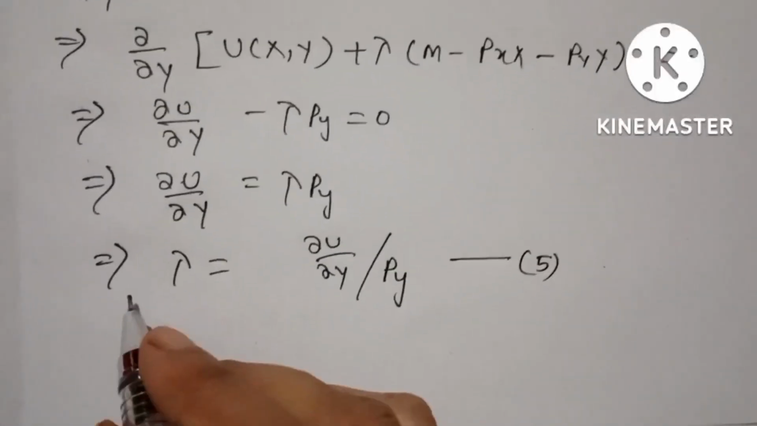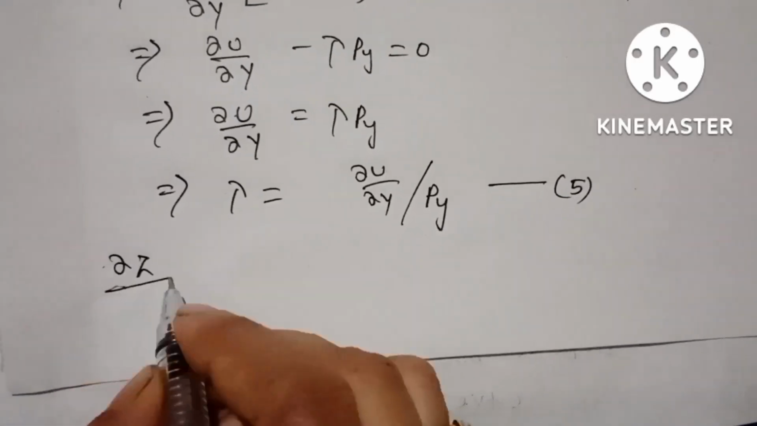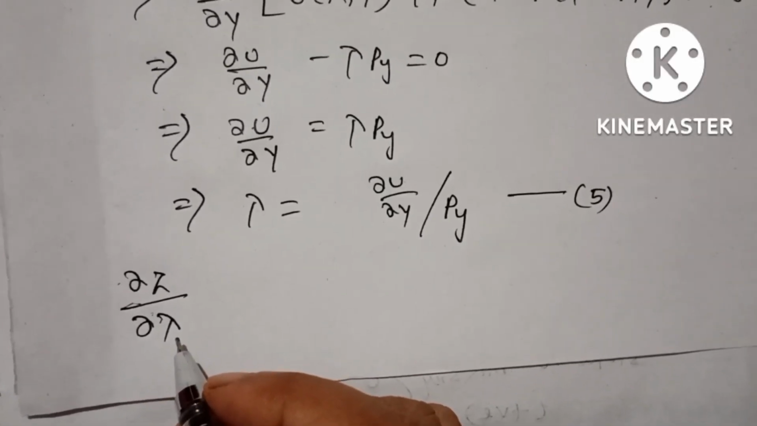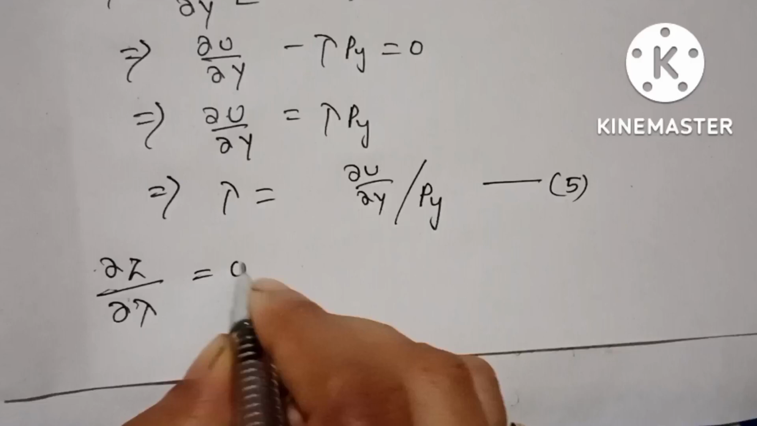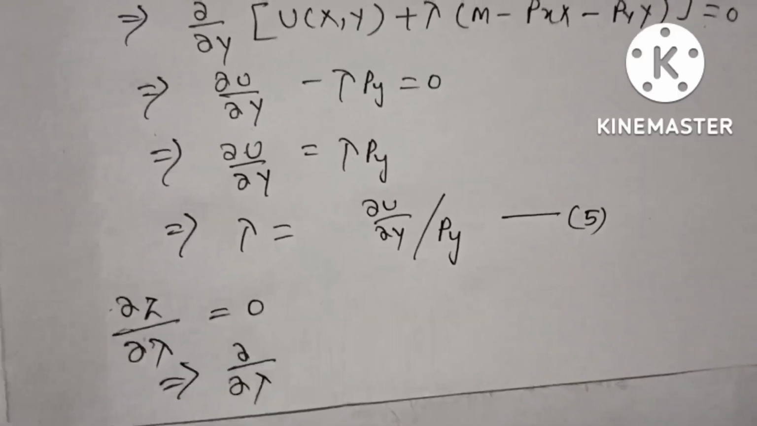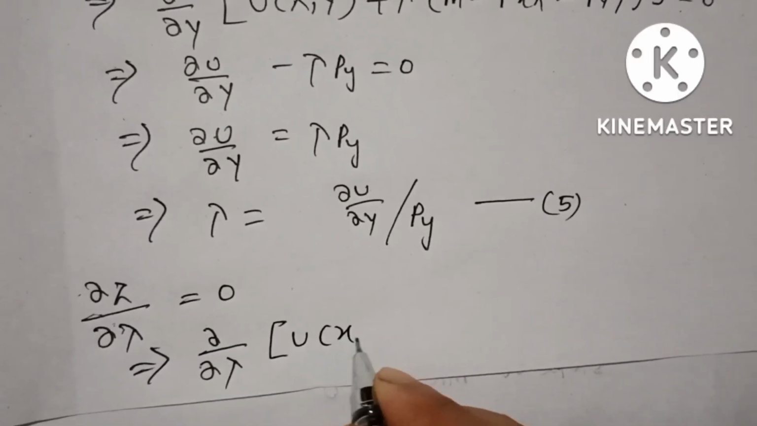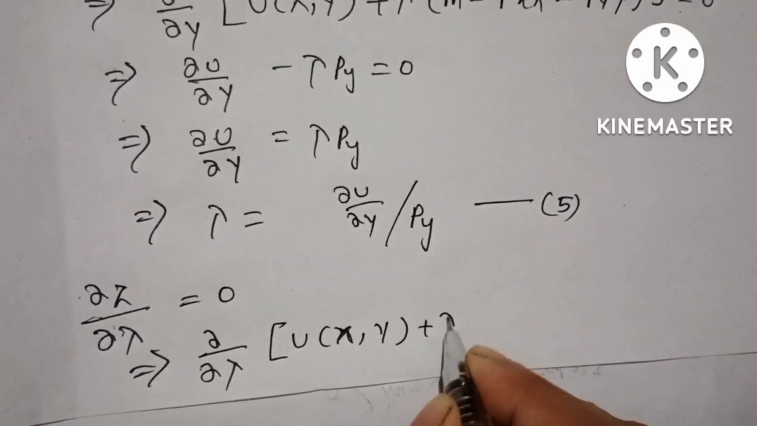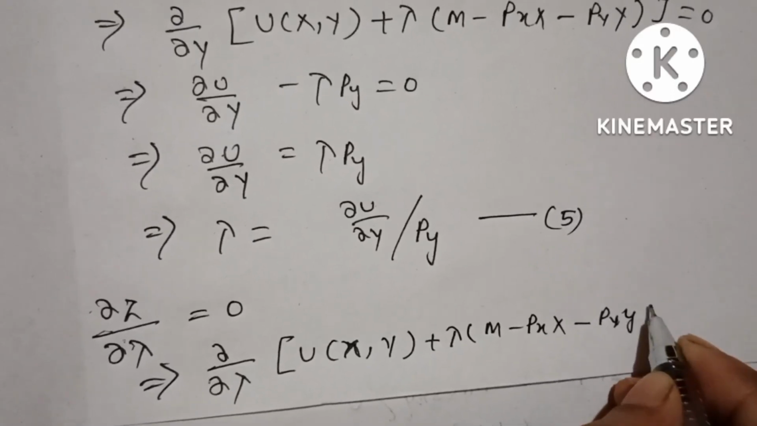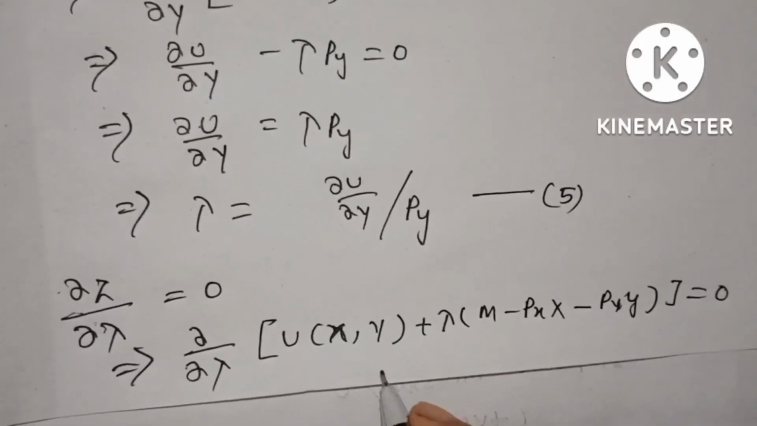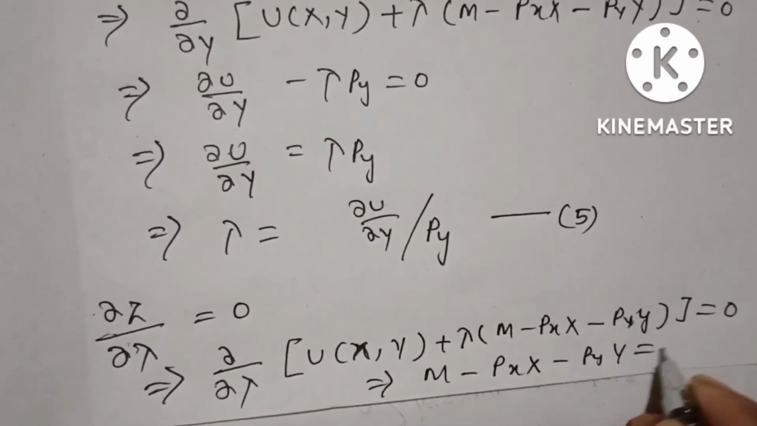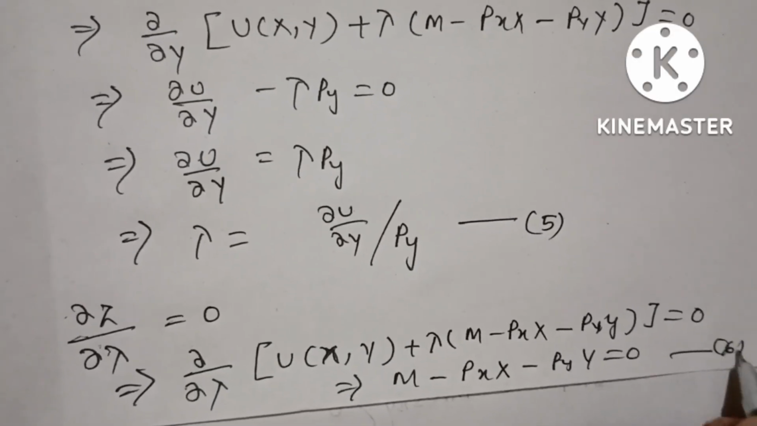Now find del z by del lambda, that means the partial derivative of the composite function with respect to lambda, equal to 0. So this becomes del by del lambda of U of x y plus lambda into M minus Px x minus Py y, equal to 0. So this becomes M minus Px x minus Py y equal to 0. So this is your equation number 6.